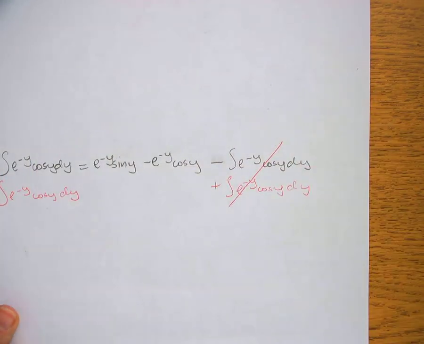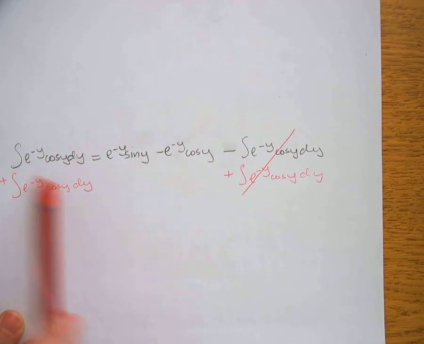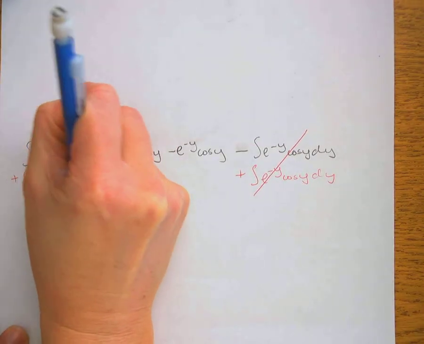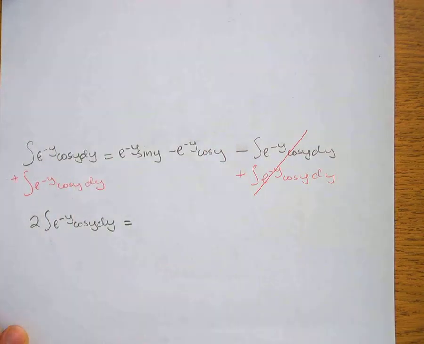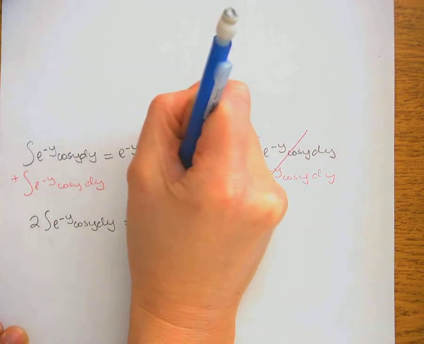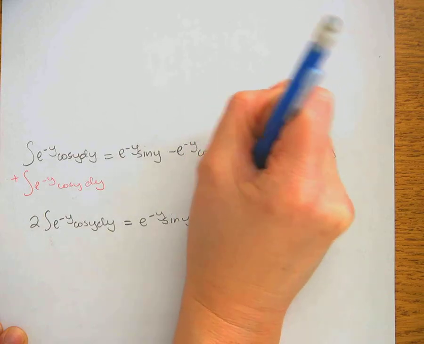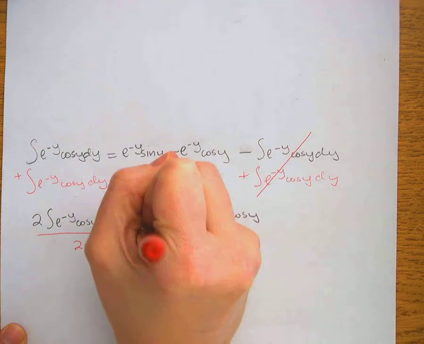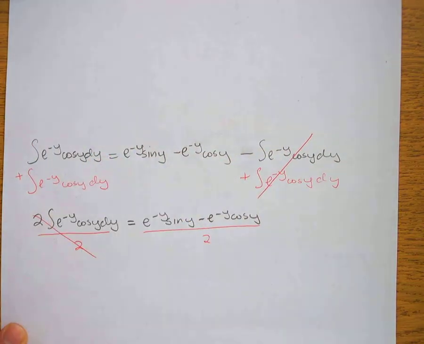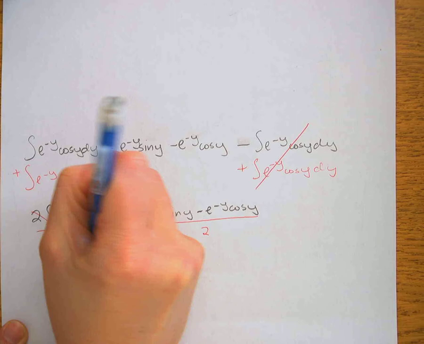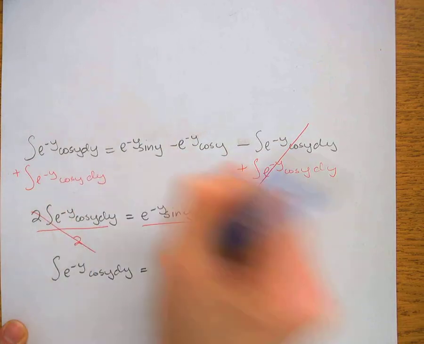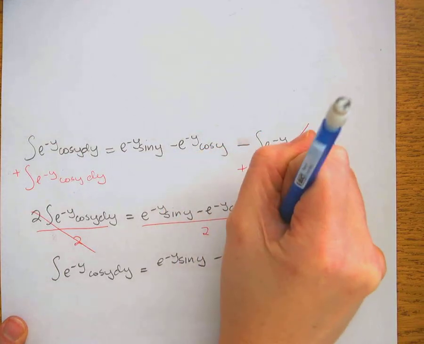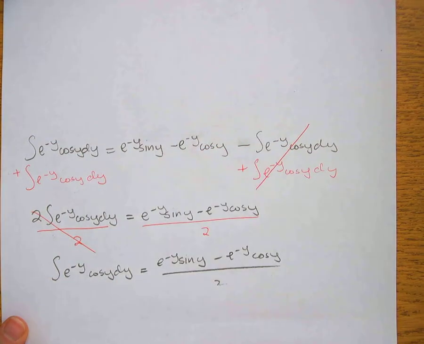So it'll cancel from that side. And then on this side, I'm going to have 2 of the same integral. So I have 2 times the integral of e to the negative y cosine y dy, and that is equal to e to the negative y sine y minus e to the negative y cosine y. Now I'm going to go ahead and just divide both sides by 2. And then I have the integral of e to the negative y cosine y dy is equal to e to the negative y sine y minus e to the negative y cosine y, divided by 2.